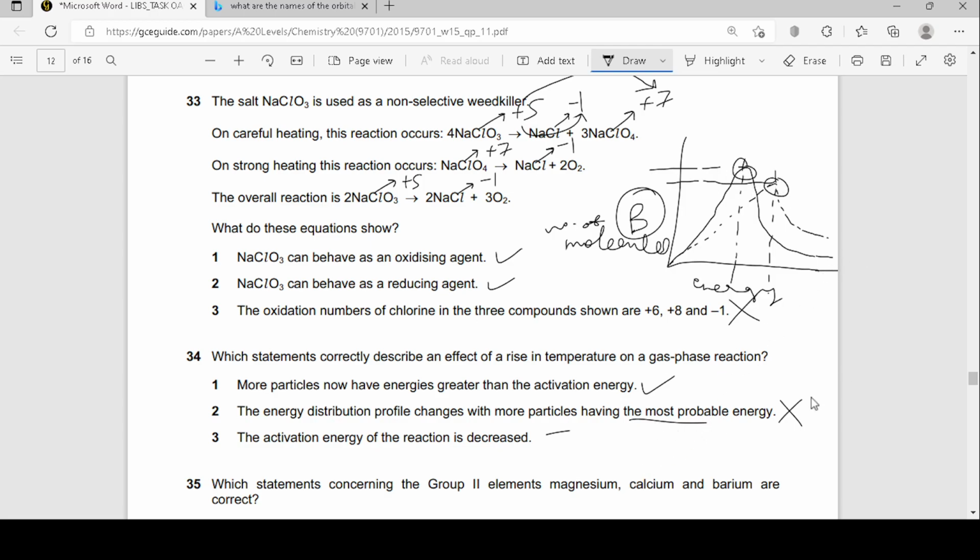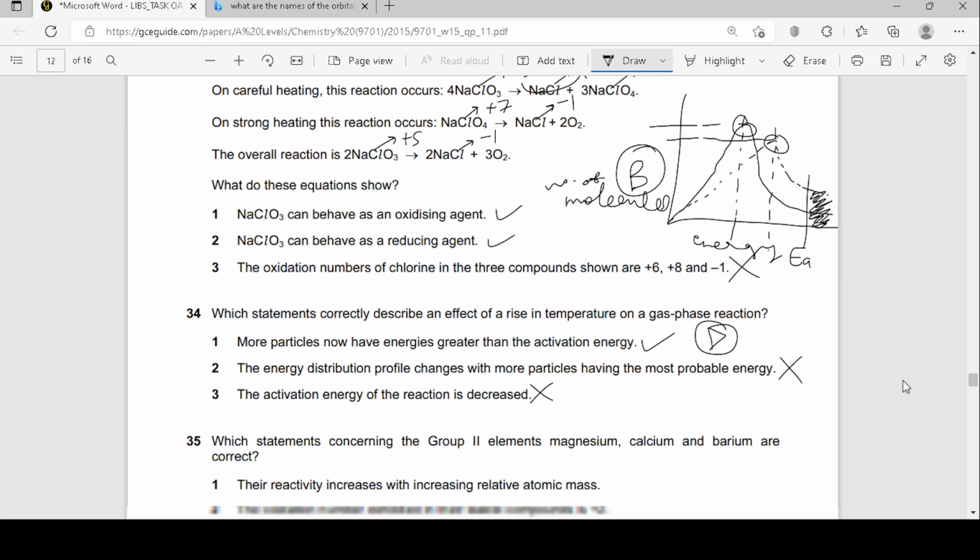So my most probable energy has lowered, in fact, now that my temperature has increased. And the activation energy of the reaction is decreased. No, it hasn't, because for example, my activation energy is here. My activation energy is still there. It's just that more particles have energy greater than or equal to activation. So the area of this has increased rather than just this. It's now all of it, right? So my number of particles having energy greater than or equal to activation energy is increased, but the activation energy has not decreased. My answer is D.